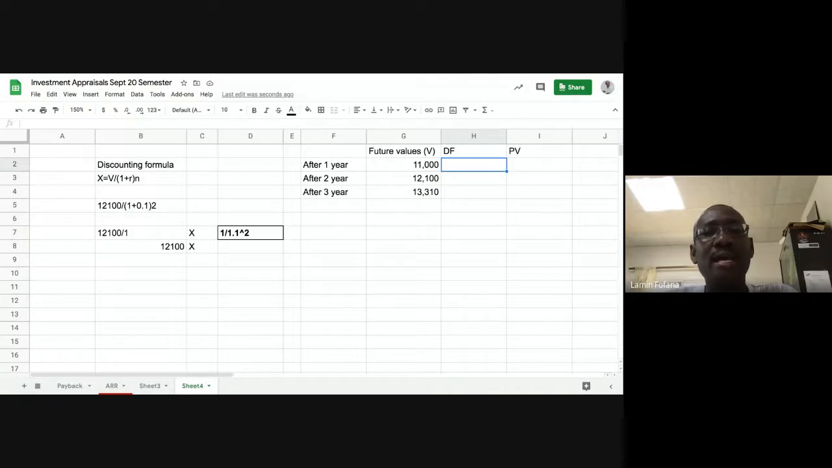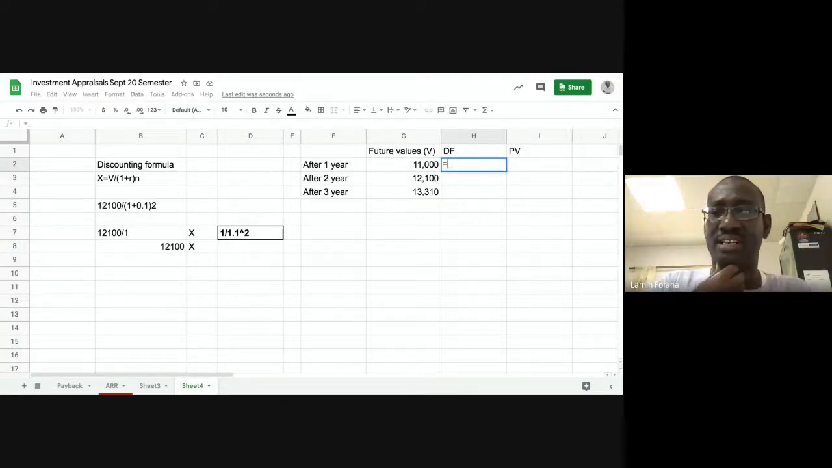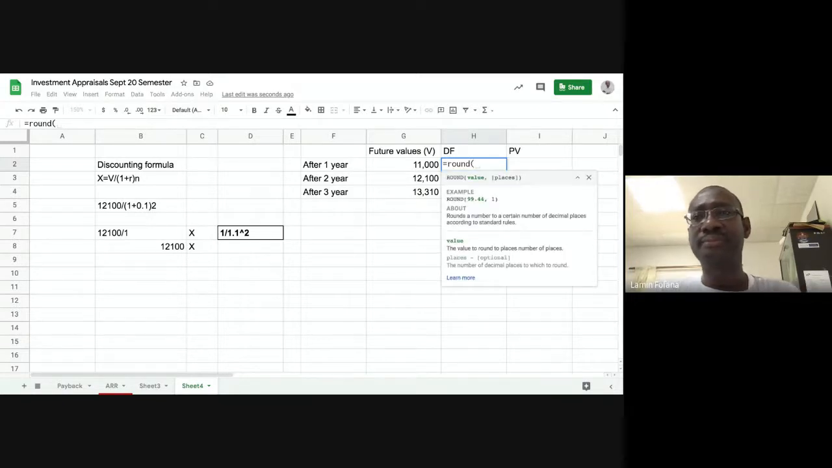If it is 1 year, you press 1. If it is 2 years, you press 2, and so on and so forth. Okay, but in Excel, if we are calculating and we want to round it up to 3 decimal places, we always start with a round function. So you say equals round. This round function will round it up to the number of places you want it to round it up. So we say equals round, bracket opens.